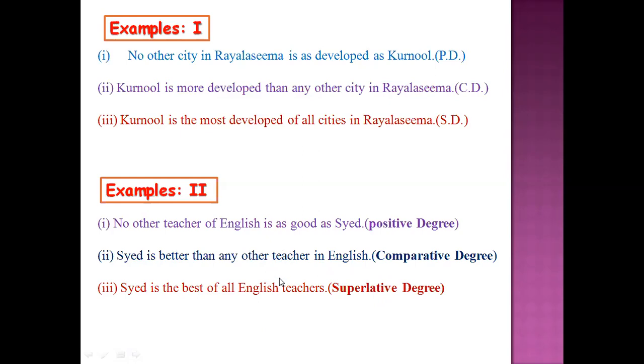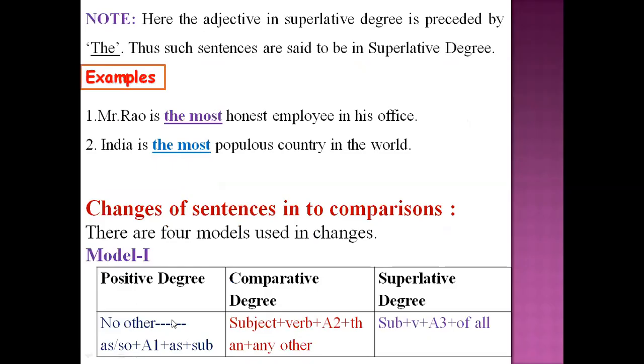We are just replacing in the structure from the earlier slides. No other, as or so, A1, as subject; in comparative, subject verb A2 plus than any other; subject plus verb plus A3 plus of all. We should learn these very carefully, otherwise we cannot change the sentences from one degree to another.